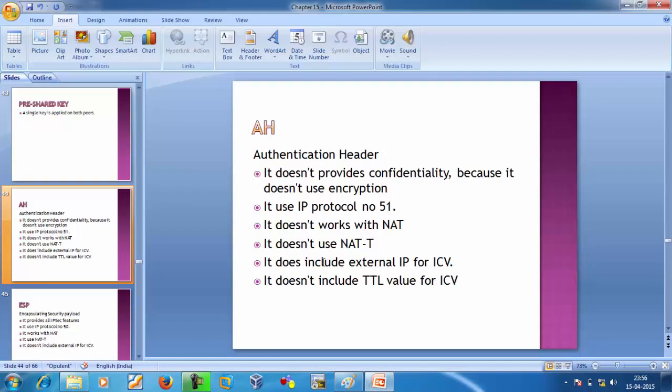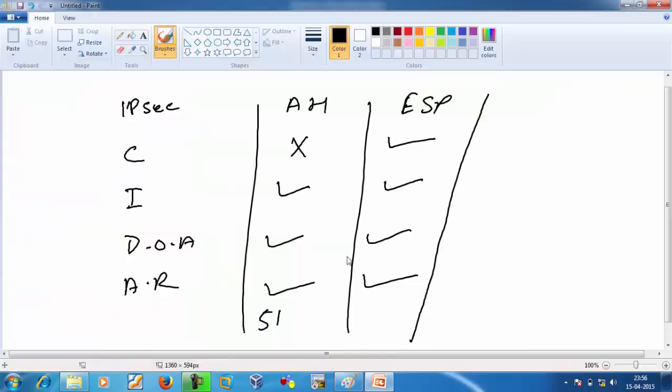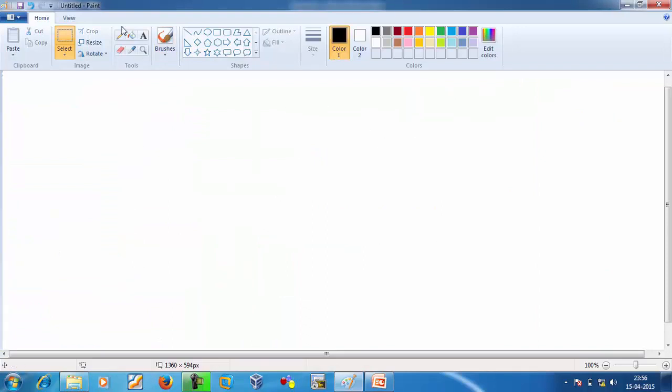It does include the external IP for ICV. It doesn't include the TTL value for ICV. Now these four points: it doesn't work with NAT, it doesn't use NAT, it does include the external IP for ICV, it doesn't include the TTL value for ICV. So these things are not easily understandable. To understand them, we require a clean diagram.